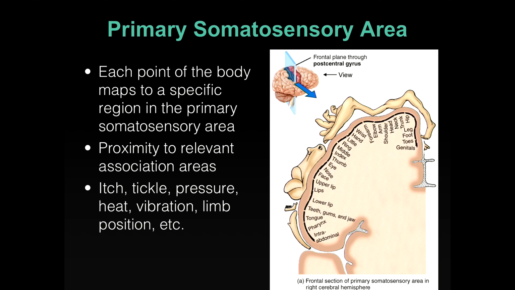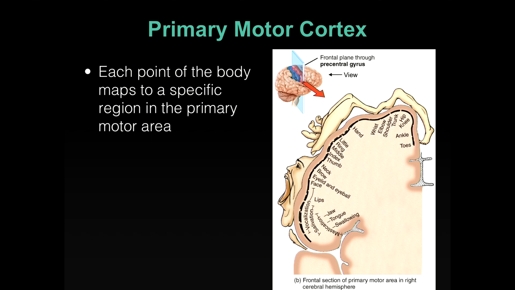On the other side of the central gyrus is a very similar area, only it's not sensory, it's motor. The primary motor cortex on the precentral gyrus, the gyrus just anterior to the central sulcus. Here, similarly, there are points along the outer surface of the brain that relate to motor control of different areas in the body. Somatic motor control, voluntary muscle contraction of different areas in the body.